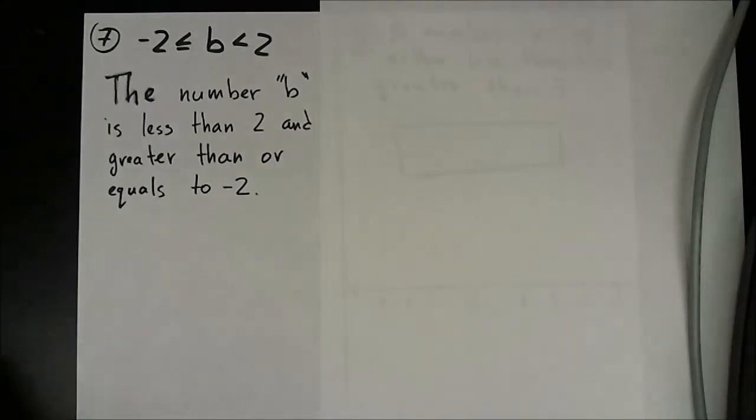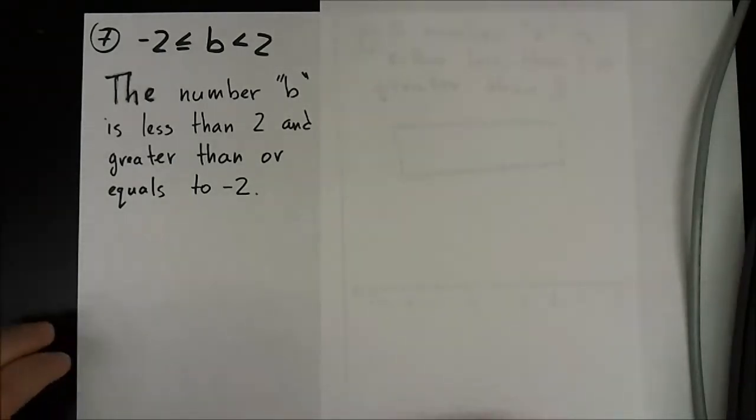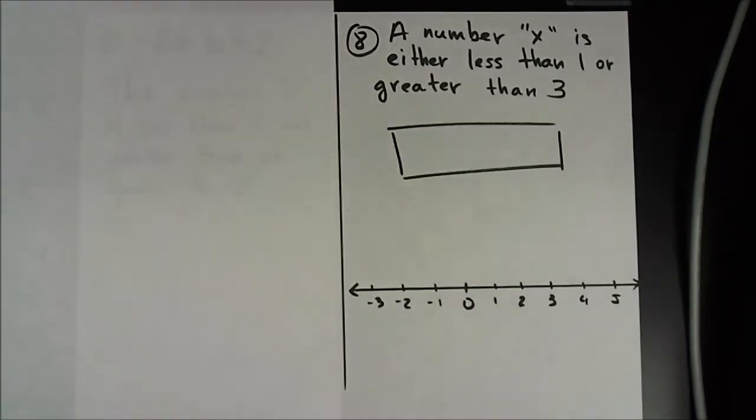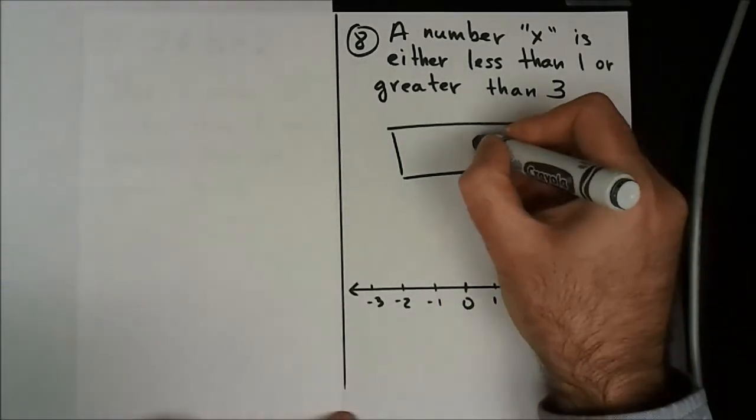Questions for number 7? You'll probably have a question like that on the quiz. Alright, moving on to the last one then. A number x is either less than 1 or greater than 3. This is a compound inequality. I'm going to write my variable, the x, here.